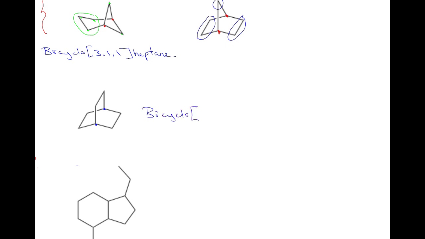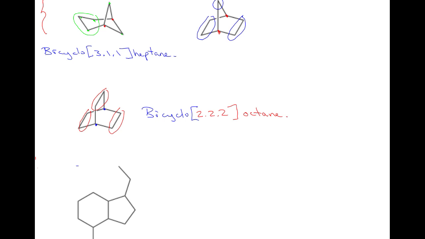If you look at the bridges in this compound, you can see I have 1 bridge here with 2 carbons. I have another bridge here with 2 carbons. I have another bridge here with 2 carbons. So they all have 2 carbons, so I don't have to worry too much about the order in this case. So bicyclo[2.2.2]octane, like that.